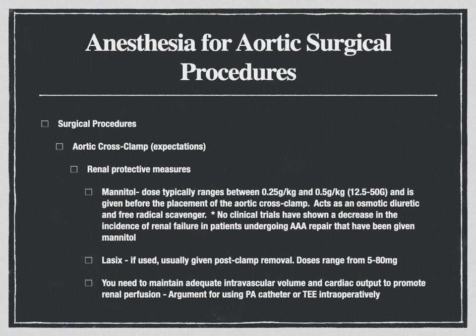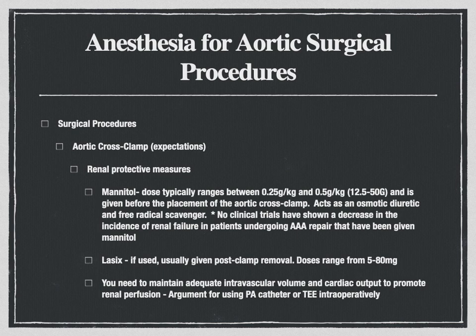We do have some renal protective measures in trying to minimize the insult to the kidneys. A drug frequently used is mannitol. The dose typically ranges between 0.25 and 0.5 grams per kilogram, which equates to about 12.5 to 50 grams in most patients, and is given before the placement of the aortic cross clamp. It acts as an osmotic diuretic and a free radical scavenger.